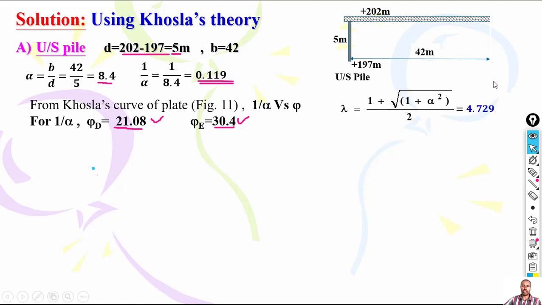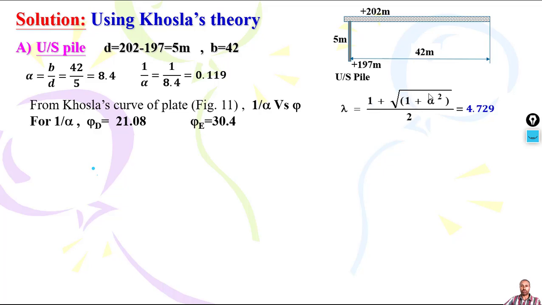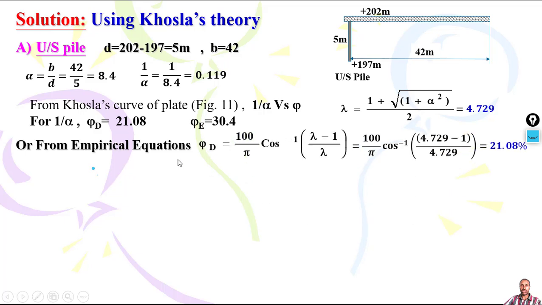Lambda is determined using an empirical equation. You can determine lambda as (1 plus the square root of 1 plus alpha squared) over 2. So you get this value. Then from the empirical equation, phi D equals 100 over pi times cos inverse of (lambda minus 1) over lambda. Then you multiply, and finally you have 21.08%. So this is the pressure at the depth D of the sheet pile.